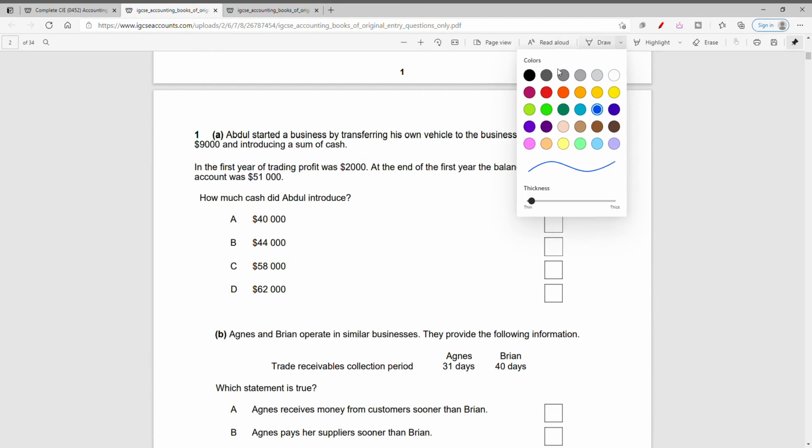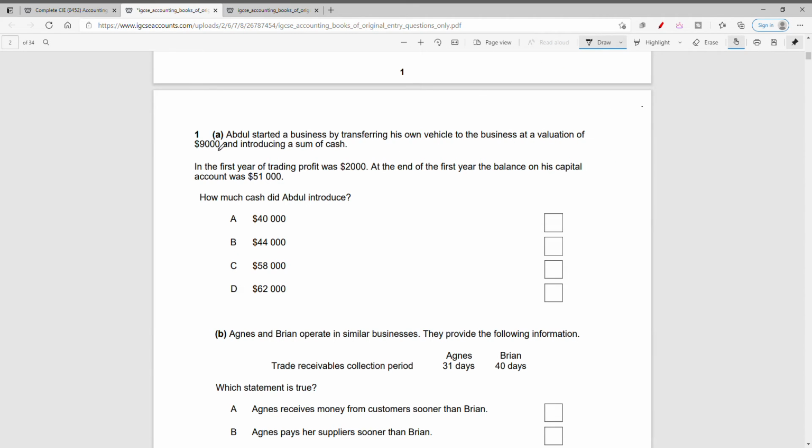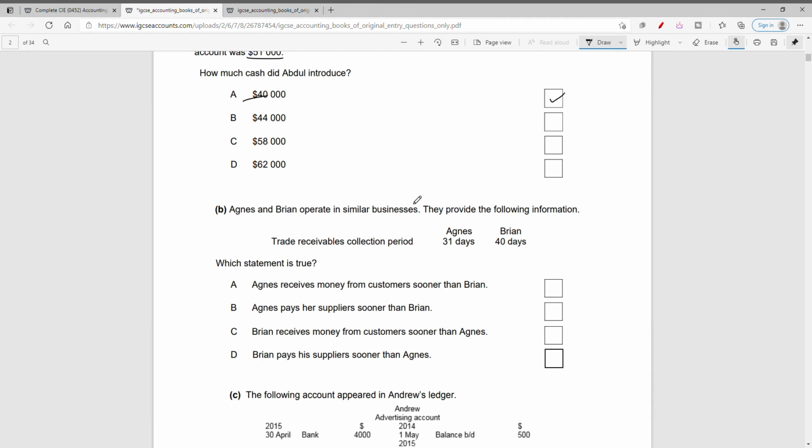So again, let's begin. The first one, number one: Abdul started a business by transferring his own vehicle to the business at a valuation of 9,000, introducing a sum of cash, that is basically capital. In the first year, the trading profit was 2,000. At the end of the first year, the balance on his capital was 51,000. How much did Abdul introduce? So you do 9,000 plus 2,000, which is 11,000. Then 51,000 minus 11,000 gives you 40,000. So 40,000 is the answer.